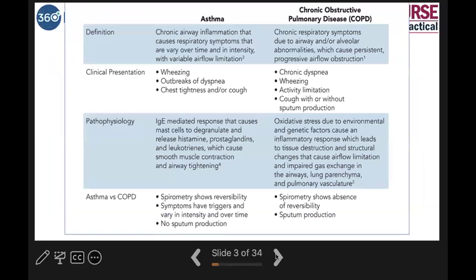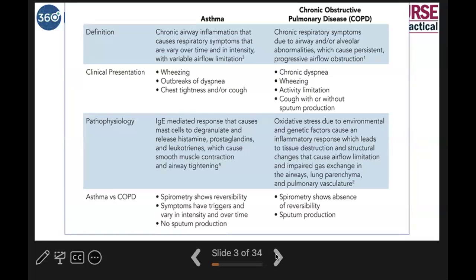So what is asthma? It is a chronic airway inflammation that causes respiratory symptoms that vary over time and in intensity, with variable airflow limitation. But what is COPD? Again, it is a chronic respiratory disease where the symptoms occur due to airway or alveolar abnormalities. These are permanent abnormalities. Whatever we do, you give nebulization, you give steroids, you give antibiotics, these permanent anatomical abnormalities are not going to go away. That is the bigger challenge in COPD: the anatomical abnormalities cannot be wiped off.